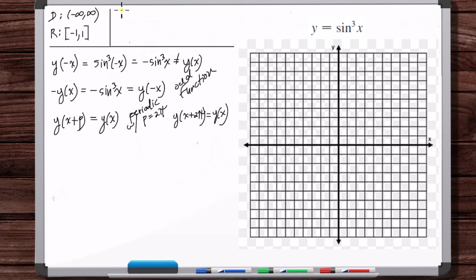So let's check for asymptotes, or not asymptotes, intercepts. Okay, what about y-intercepts? So set x equal to 0. Sine cubed of 0 is equal to 0. All right, so the origin is an intercept. Okay, now the x-intercepts: set y equal to 0 and solve for x.